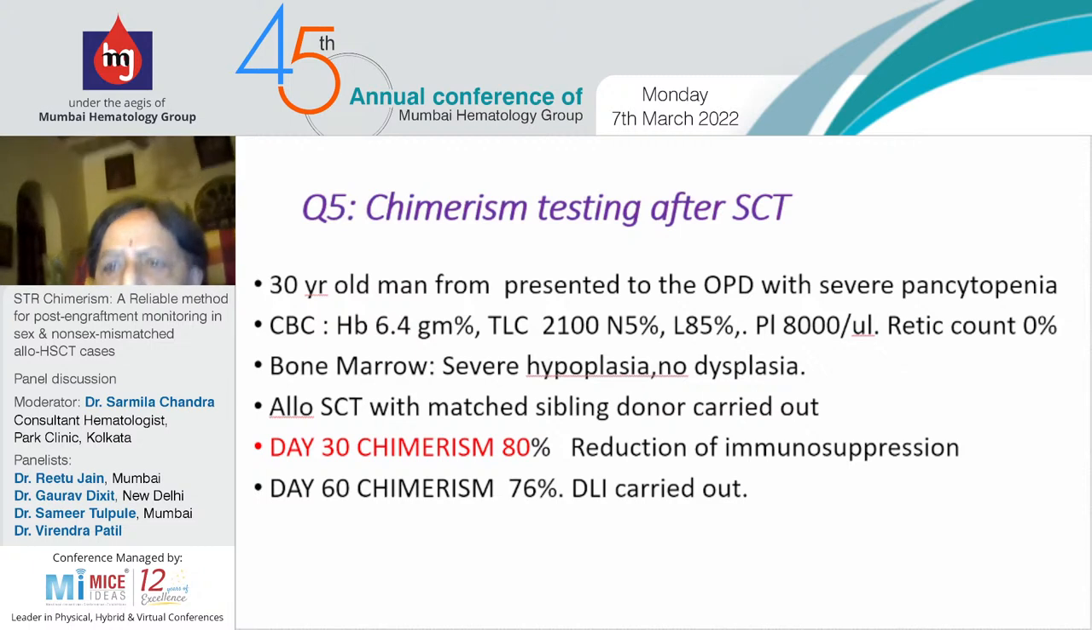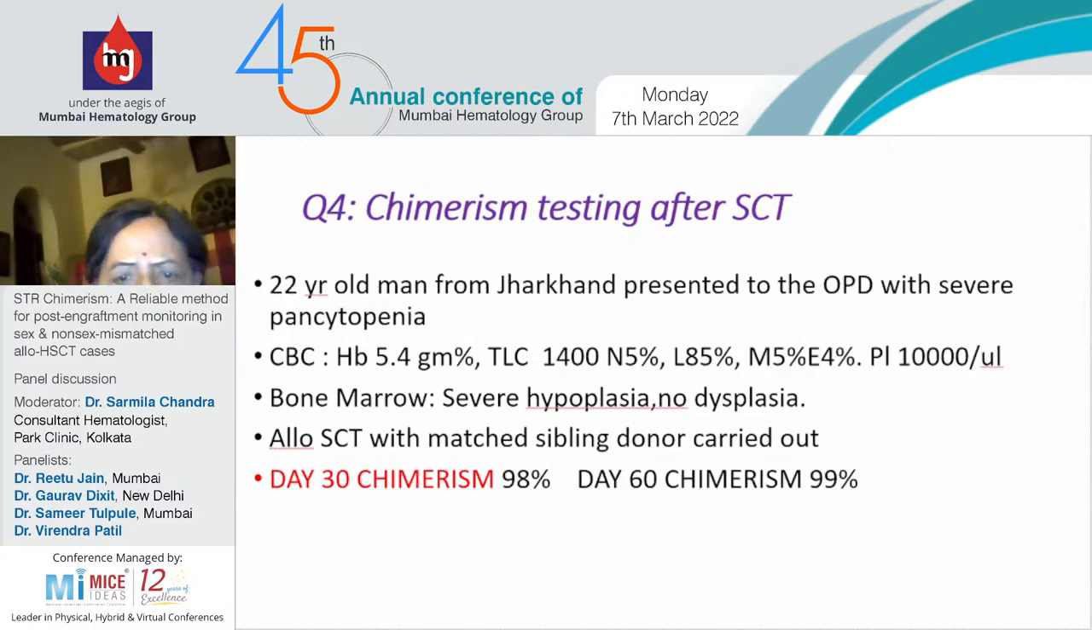Now, this man presented very quickly after diagnosis, and we carried out the transplantation very fast. Unfortunately, he went through a very stormy course and had a lot of sepsis. Anyway, he survived all that. And on day 15, we did the chimerism, as Ritu told us, and the chimerism was 98%. On day 30, it was also 98%. And on day 90, it still showed 99% chimerism, and we could discharge the patient very fast to Jharkhand with a complete replacement of marrow.